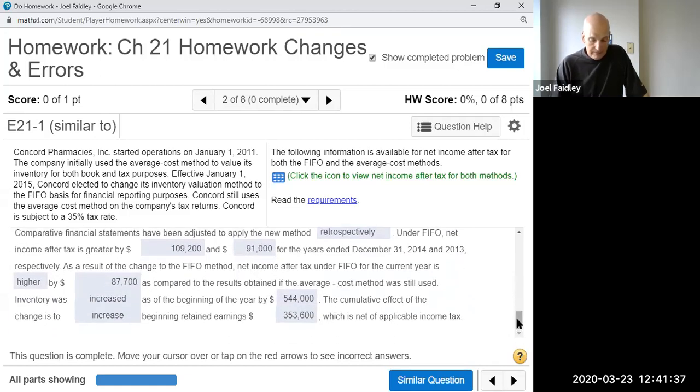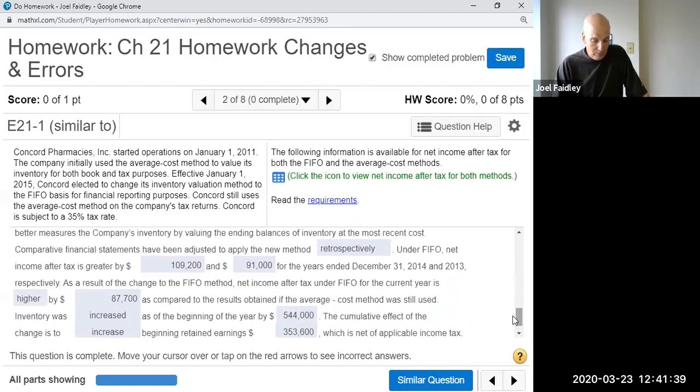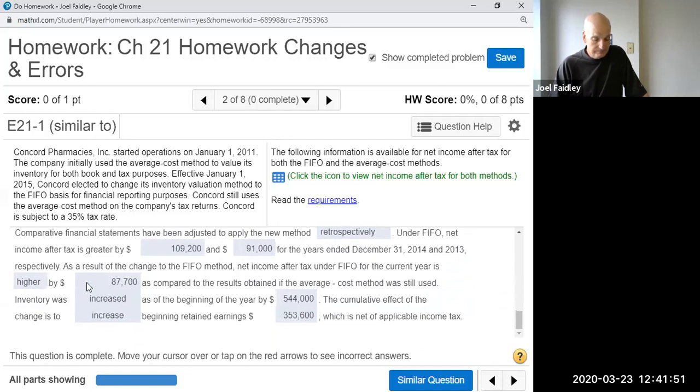And then if you want to fill in the blanks on this bottom part, which is important, you're going to do this retrospectively, right? Income tax is greater by how much for those 2 years? All right, so that's number 2.